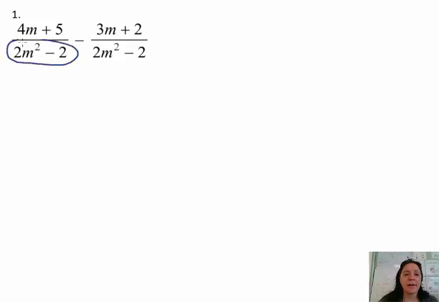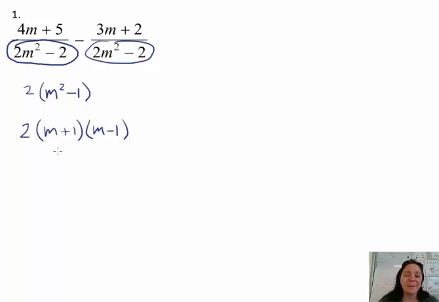We already have like denominators, so the only thing that I need to factor this for is to find the restrictions on my variable. So I'm going to factor out a 2, and that gives me m squared minus 1, which is a difference of squares, so I have 2(m plus 1)(m minus 1), and that makes the restriction on my variable m not equal to minus 1 or 1. And that's important for our final answer.